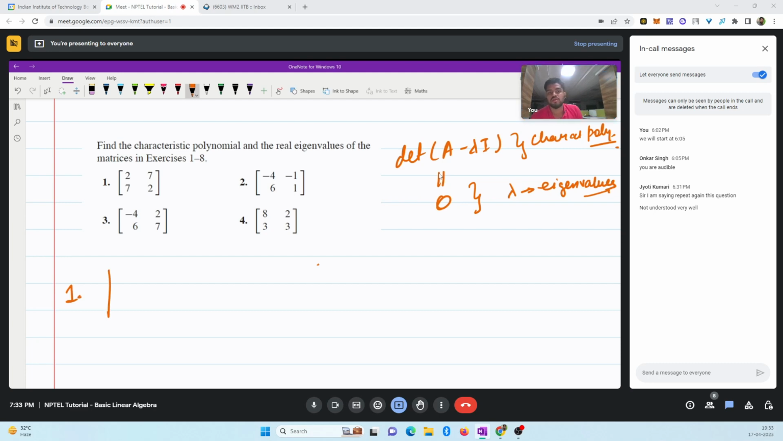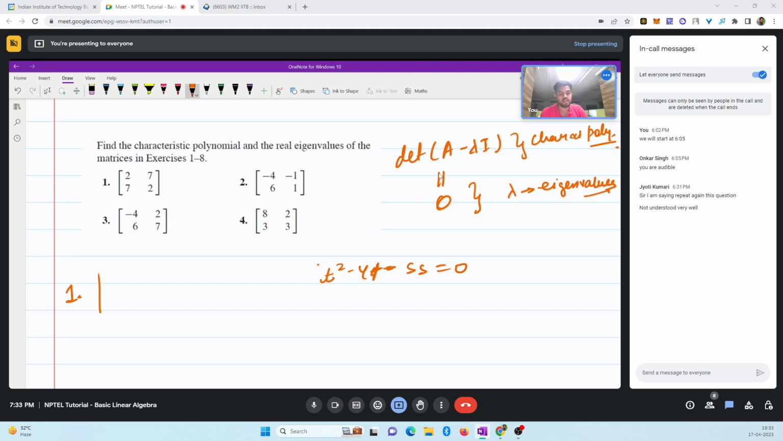Sir, the eigenvalues are 9 and minus 5. I don't want the eigenvalues, I just want the characteristic polynomial. Lambda square minus 4 lambda minus 45 equal to 0. Can you please repeat? Lambda square minus 4 lambda minus 45. Is this correct?